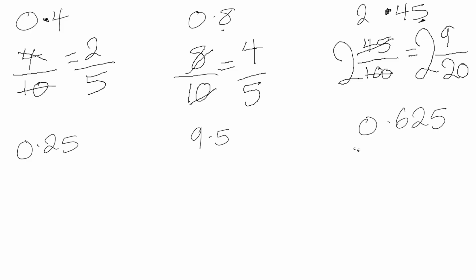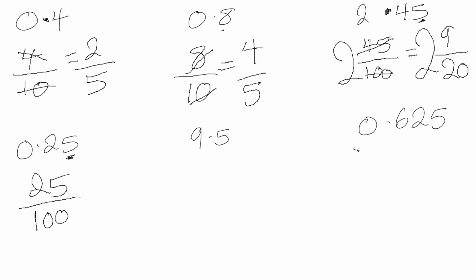So for example 4, we have 0.25. Remember, we need to pay attention to the place value of the last decimal digit. So here it is 100. So it's going to be 25 over 100, because of the place value of the last digit.